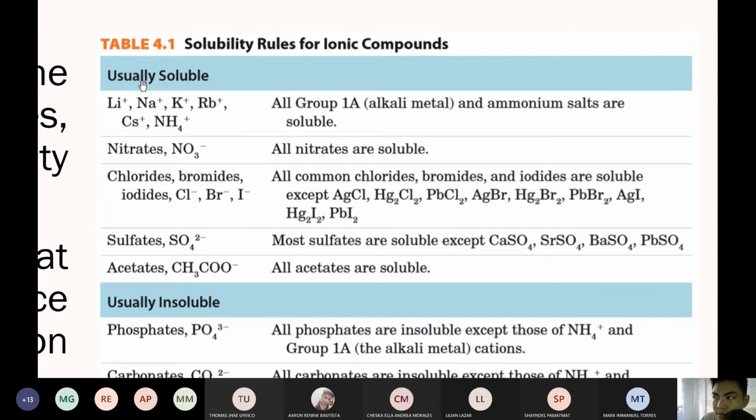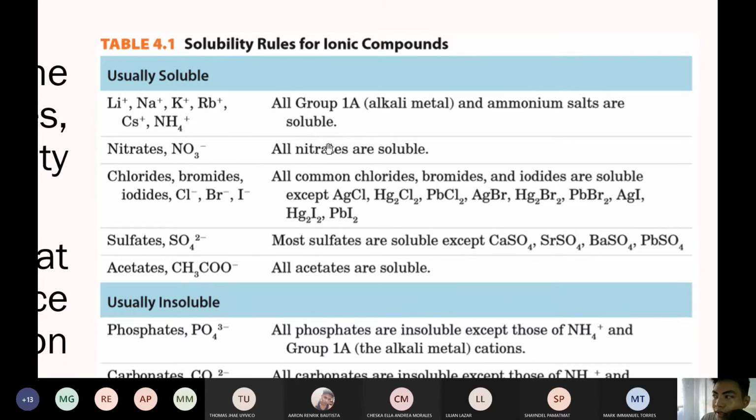Okay? Sabi, usually soluble. Ito yung mga ions. Then, ano yung mga sinabi about them. Okay? So, lithium, sodium, potassium, rubidium, cesium, ammonium. Ano sabi about these ions? All group 1 alkali metal and ammonium salts are soluble. Ibig sabihin, regardless of their partner, they will always be soluble. They will not form precipitate.